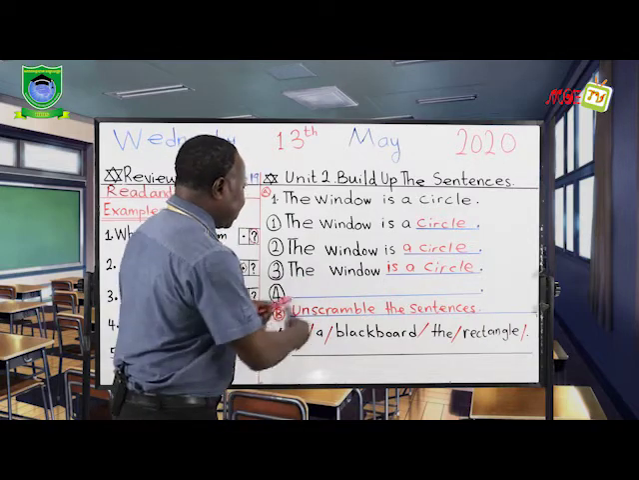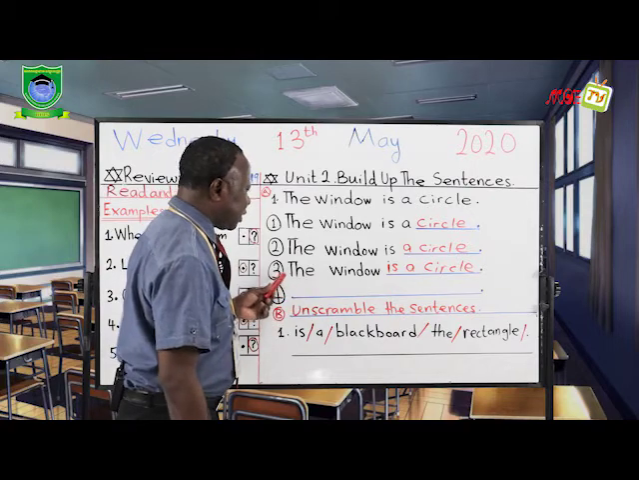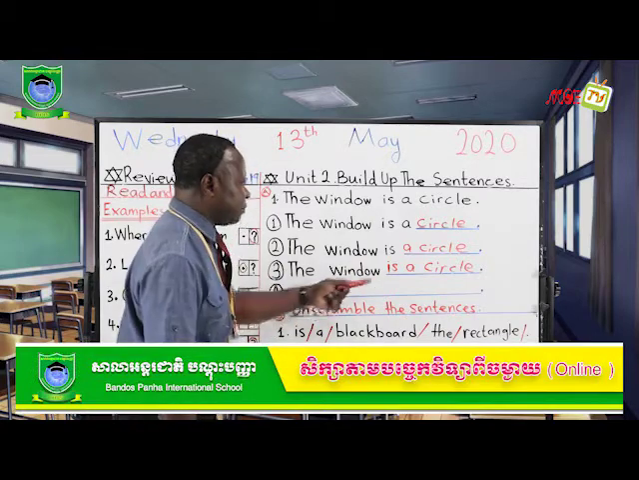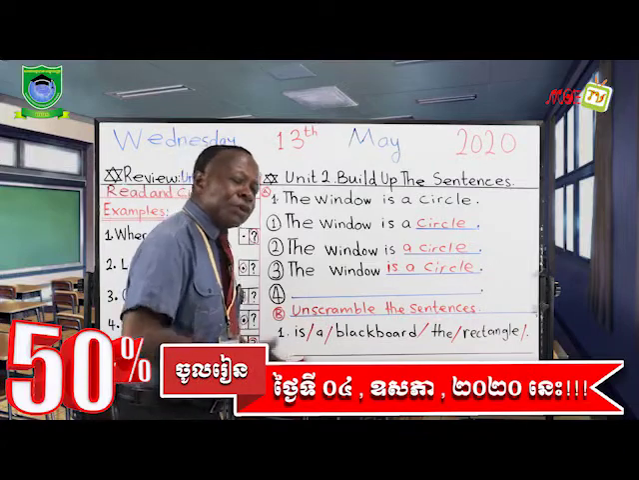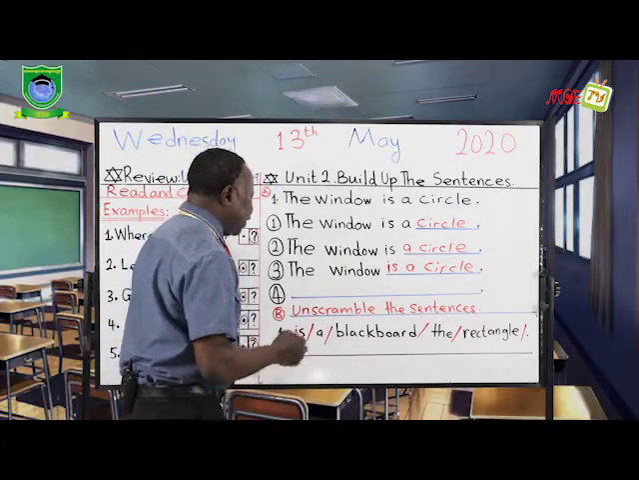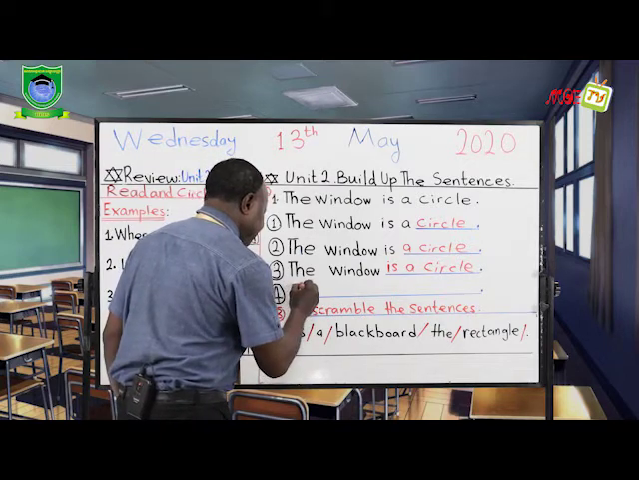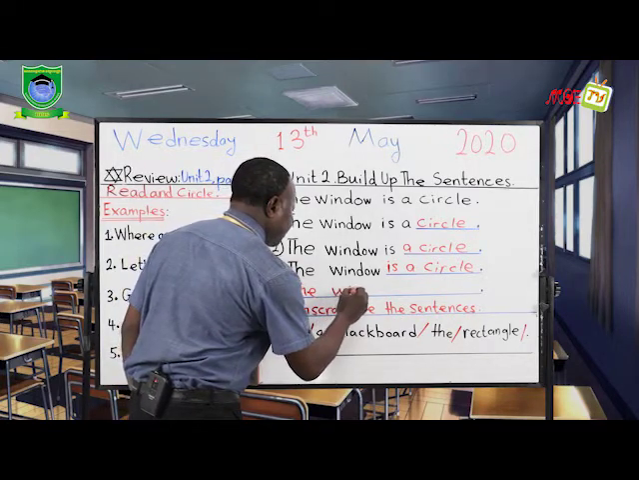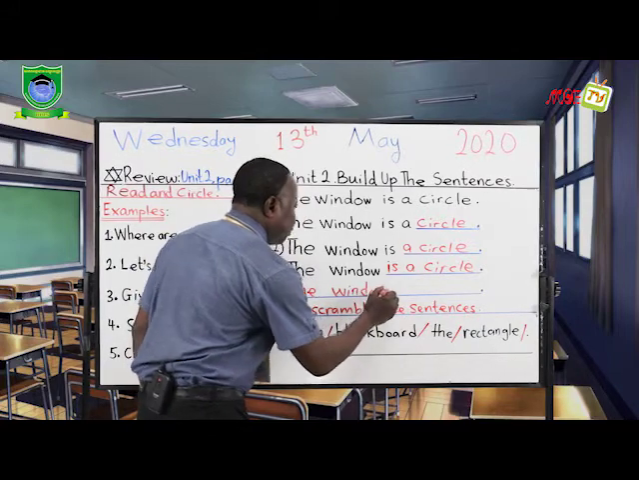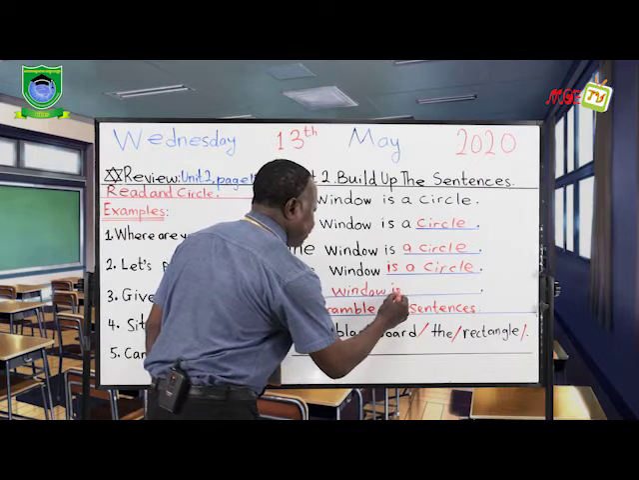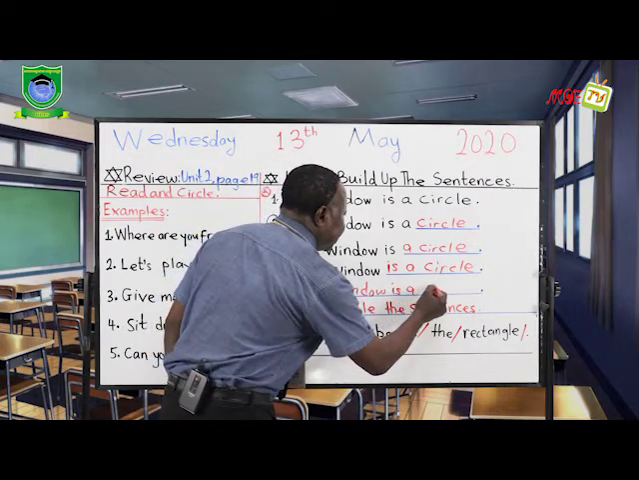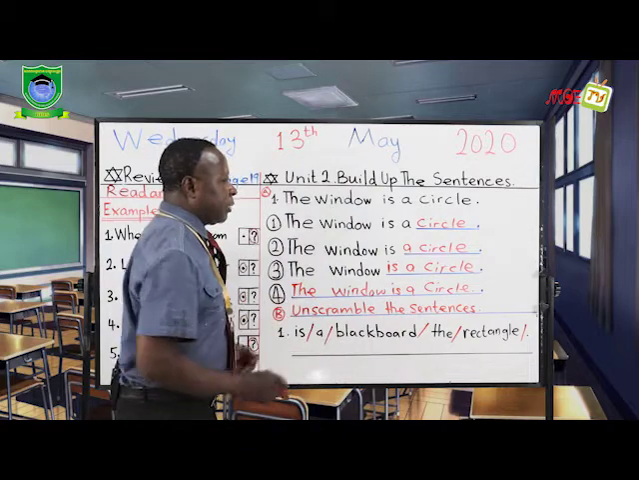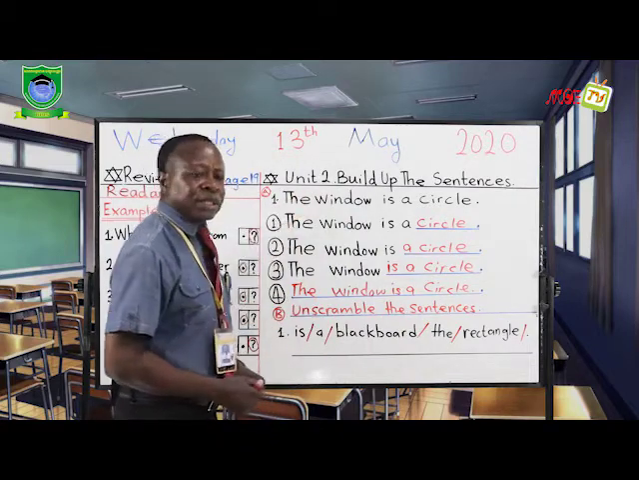So number four, there is nothing in number four. No word is here. The sentence is missing, so number four is a blank space. We need to build it up. So what do we need? We need the, then we need window also. We need is. We need a. We need circle. Now it's completed. So this is how we build up the sentences.